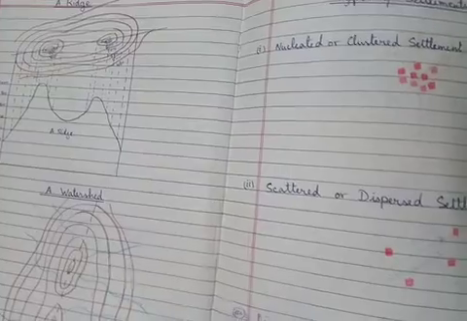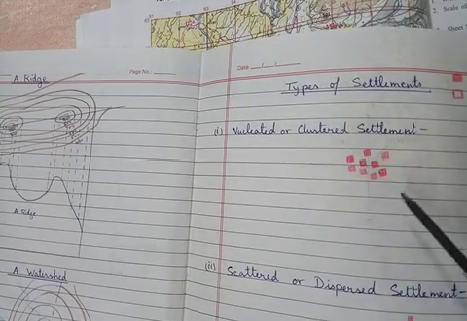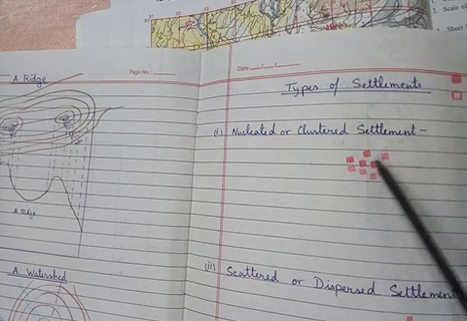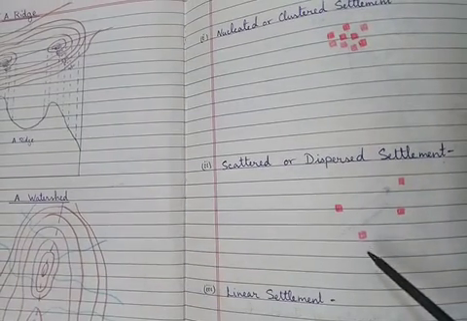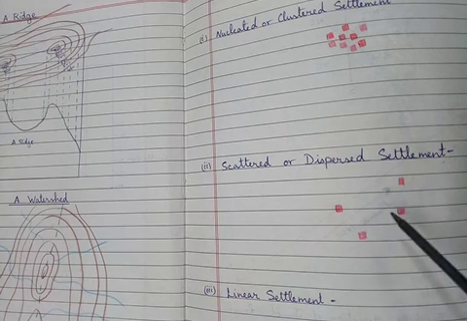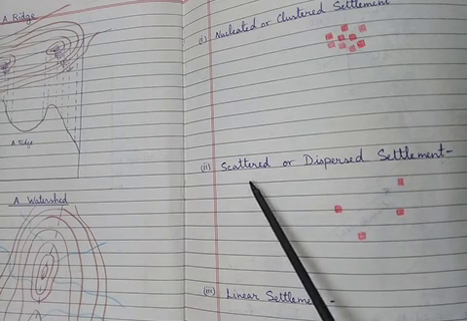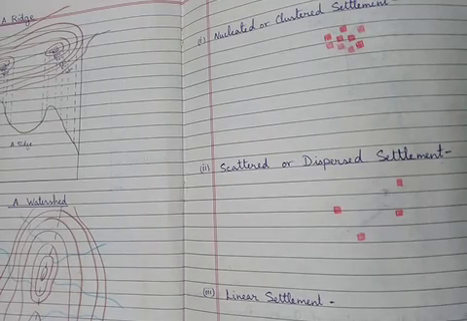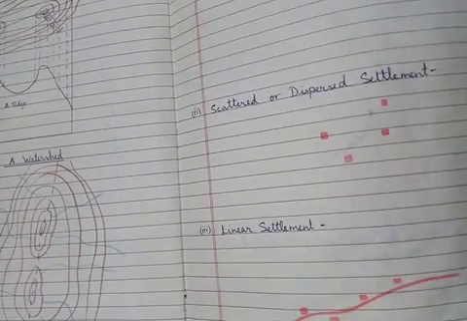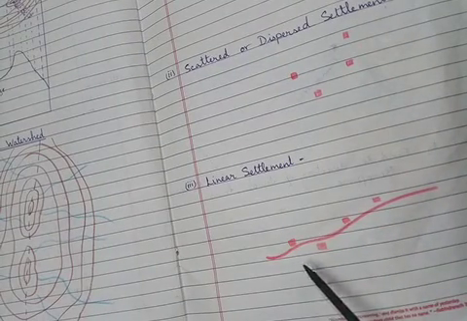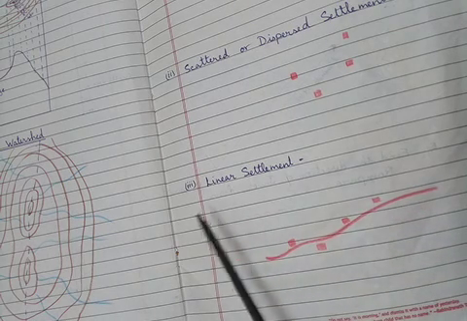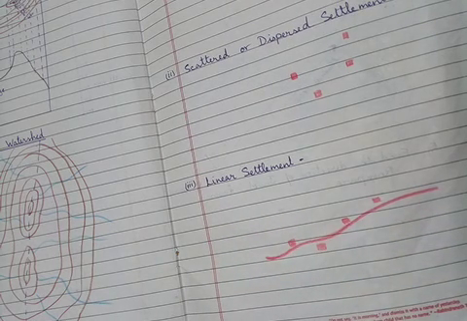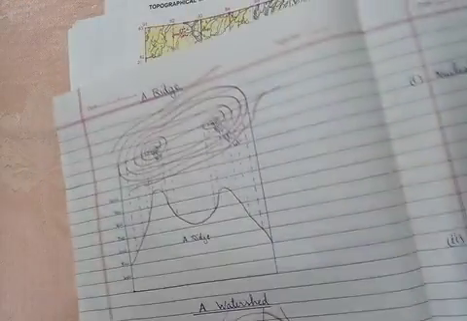So there are three patterns, three types of settlement. What are they? First one, when the permanent huts are all shown close to each other in clusters, they are called nucleated or clustered settlement. Second, when all the huts or houses are very far from each other, we call them scattered or dispersed settlement. And the third one is when the huts are shown in one line along some road, we call it linear settlement. So these are the three types of settlement.